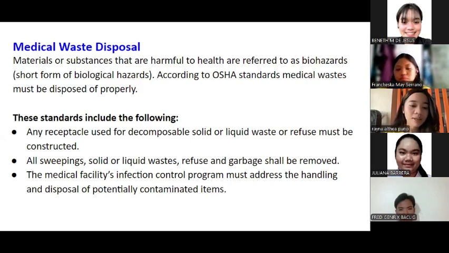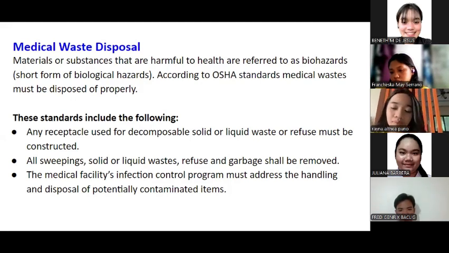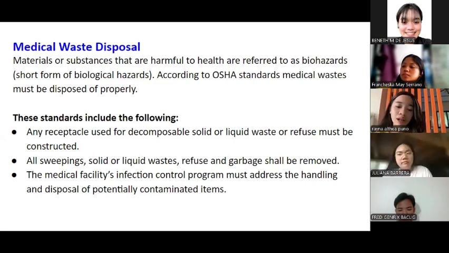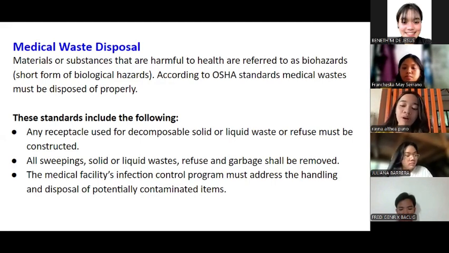Next is all sweeping, solid or liquid waste, refuse and garbage shall be removed. It is ginagawa siya safely removed from medical facilities para ma-minimize din yung hazards na mangyayari. And last, the medical facility's infection control program must address the disposal of potentially contaminated items. So, medical facilities have an infection control program for the disposal of potentially contaminated items, ensuring proper procedures are followed to protect both workers and the public. Next slide.